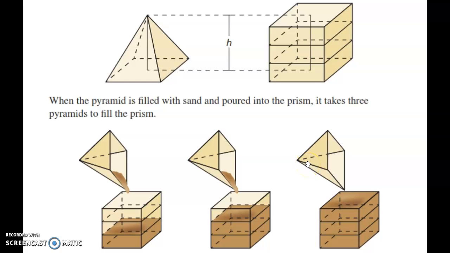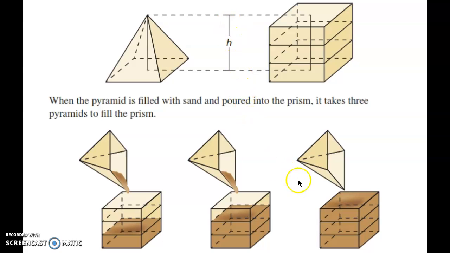Now, after looking at those simulations from GeoGebra, let's look at another illustration here. Two solids are being compared in this illustration. You have a pyramid and this is the prism. Notice that the pyramid and the prism have the same height as described by the variable h, right?